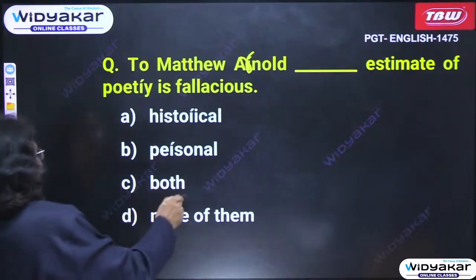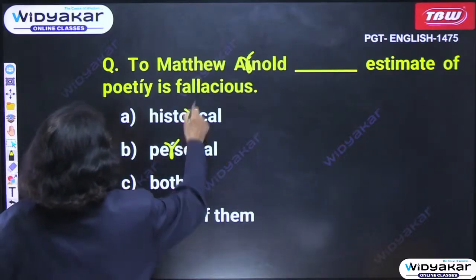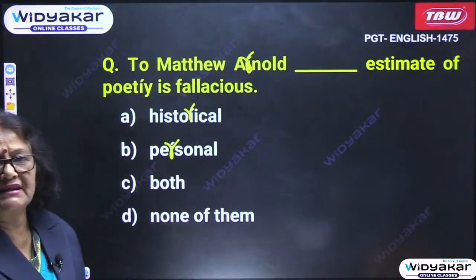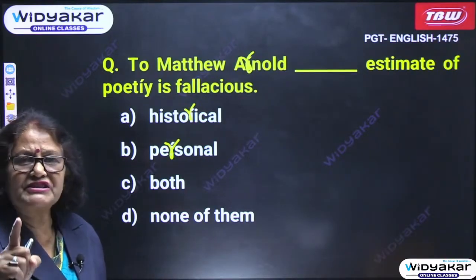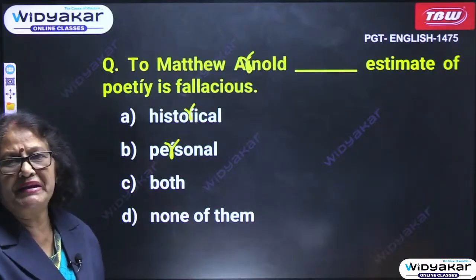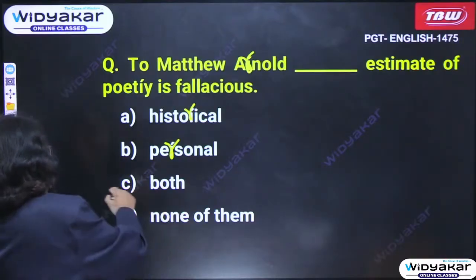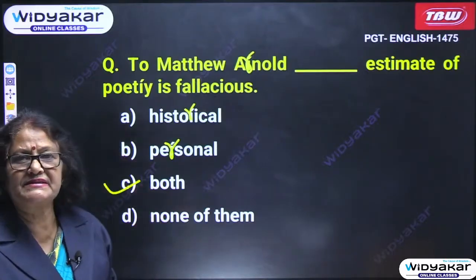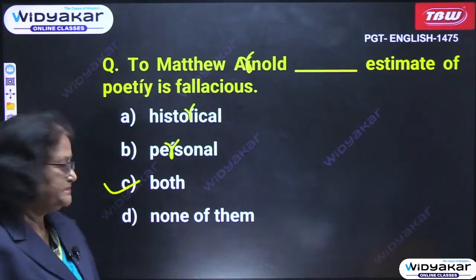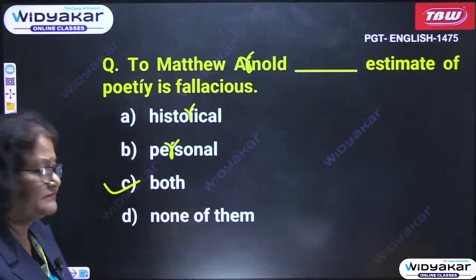Matthew Arnold's dash estimate of poetry is fallacious: A, historical; B, personal; C, both; D, none of them. Both. He said both the historical and personal estimates are fallacious. The real estimate is the third one, the only genuine estimate. So option C is both; he says both historical and personal estimates are fallacious, not to be trusted.